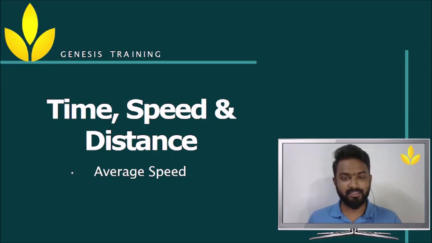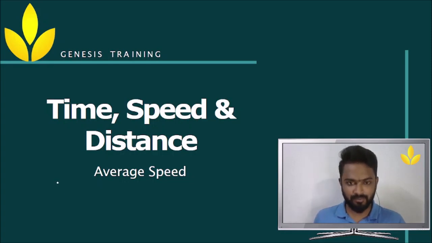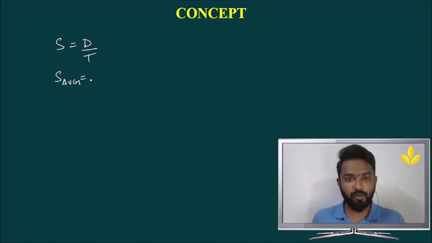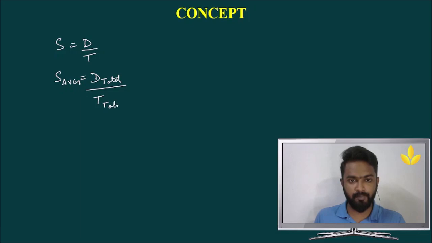This is the second video in the time, speed and distance series, and in this video we'll be dealing with the subtopic of average speed. So let's get started. When it comes to speed in general, speed is nothing but distance divided by time. So when it comes to average speed, the general formula is total distance divided by total time.